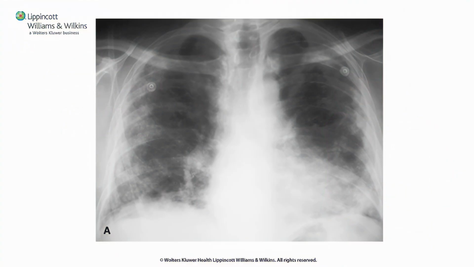Now the x-ray will show something different. Remember we talked about a lobar, a big whiteout, usually on one side. This x-ray is going to show kind of a diffuse, patchy looking infiltrate. The chest x-ray will often look quite a bit worse than what the patient is looking like.